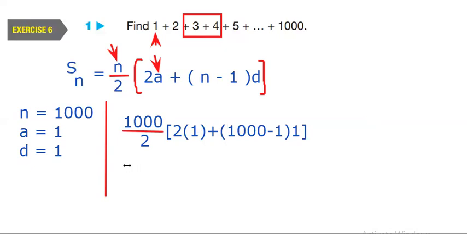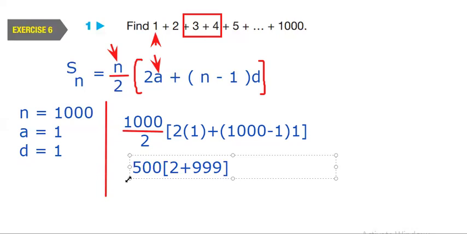So it's going to be 500 multiplied by 2 times 1 is 2. Then 1000 minus 1 is going to be 999. And then multiplied by 1 is going to be 999. And then we close the bracket. And then 500 will be multiplied by 2 plus 999, which is 1001, like this. They're going to be multiplied by each other.